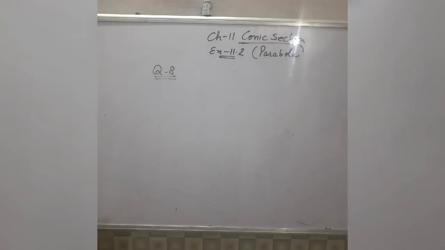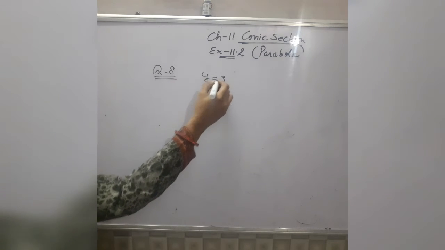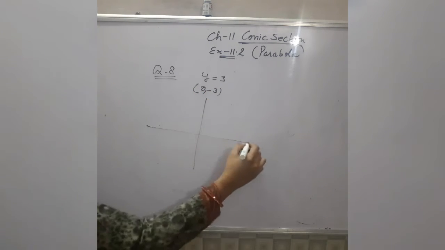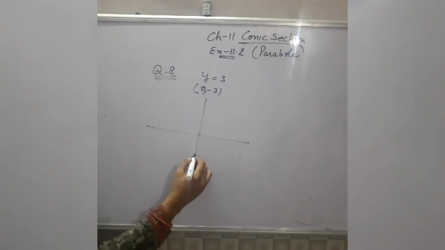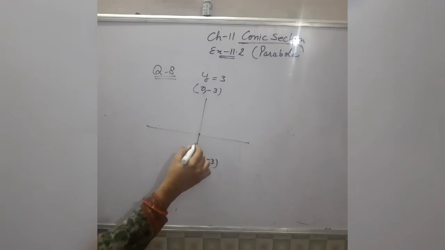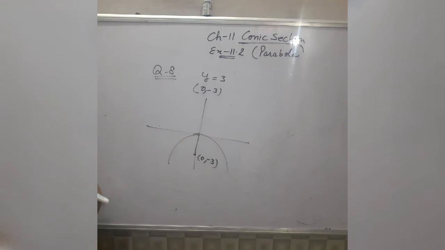Now see question number 8. Focus and directrix are given to you. Directrix is y equals 3 and the focus is (0, minus 3). Value of x is 0 and y is minus 3. This point lies on the negative direction of the y-axis, so this parabola will be a downward parabola.